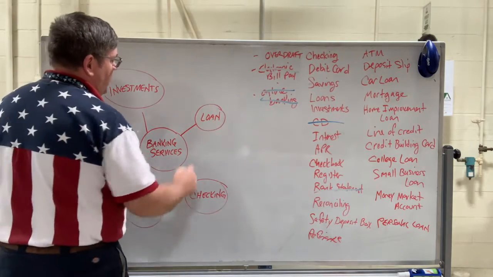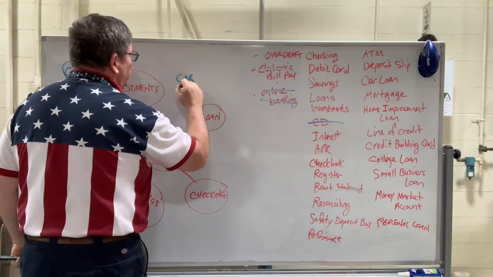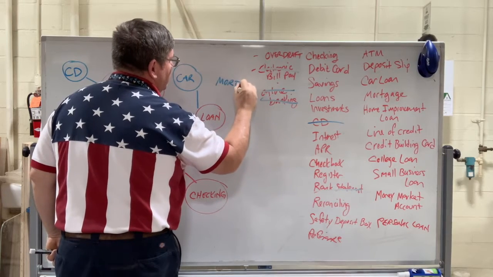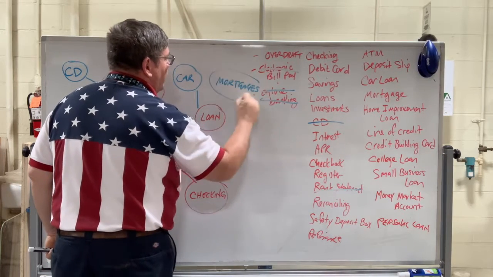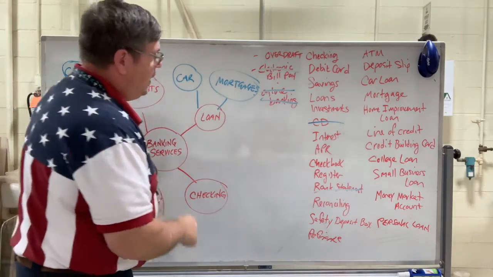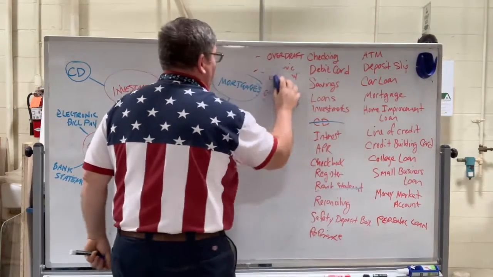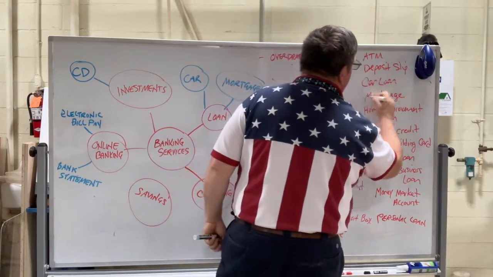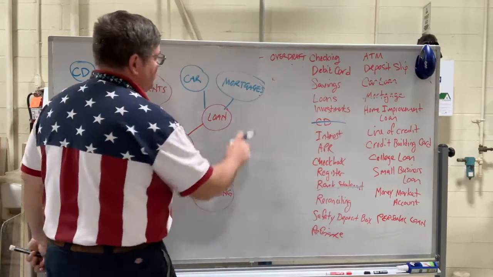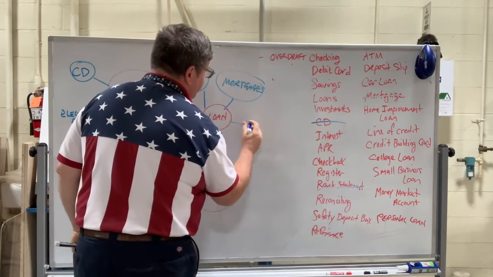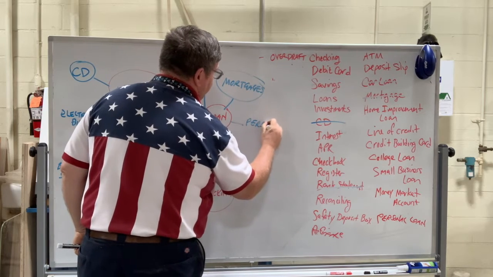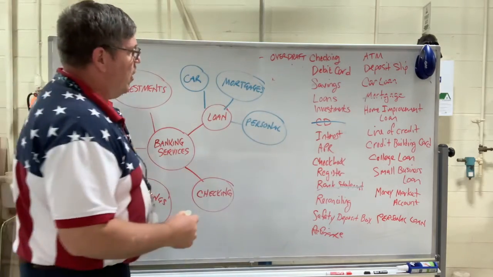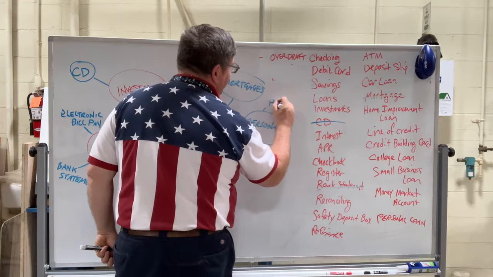So we've got car loans. We have mortgages. All right. And we're starting to get into this area here, so I might just erase this, get that out of here. So mortgage, we've got personal loans. Okay, and those personal loans, we can break those off into, you know, like home improvement.